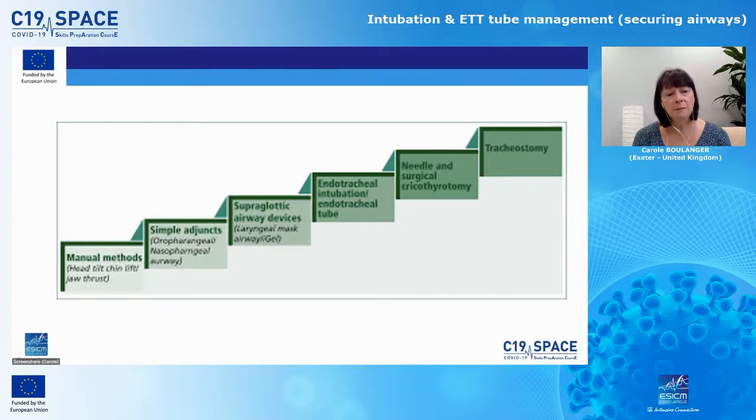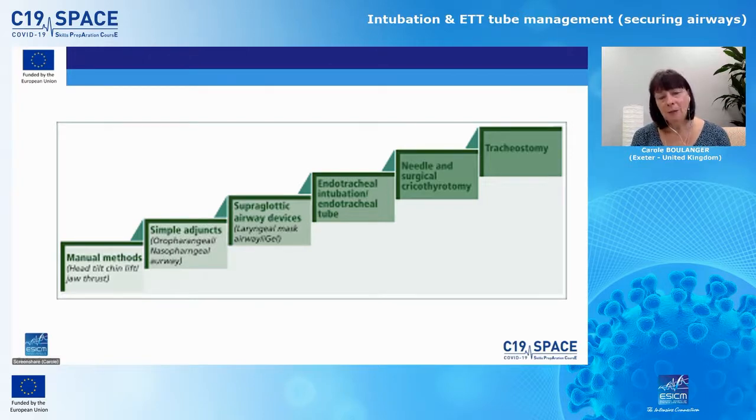So we're going to start with manual methods, and you're all very familiar with these in your day-to-day practice. Your manual methods would include head tilt, chin lift, jaw thrust, and then we progress up the scale towards simple adjuncts, such as an oropharyngeal or nasopharyngeal airway. You may well have seen laryngeal masks or laryngeal airways. These are called supraglottic airway devices, and we use these sometimes in an emergency situation pending a definitive airway, which would be described as an endotracheal tube.